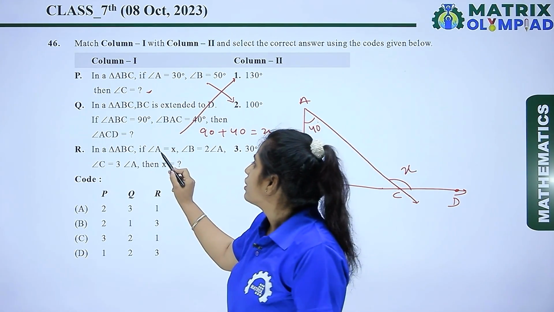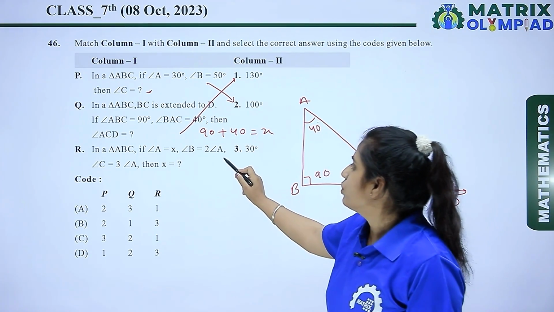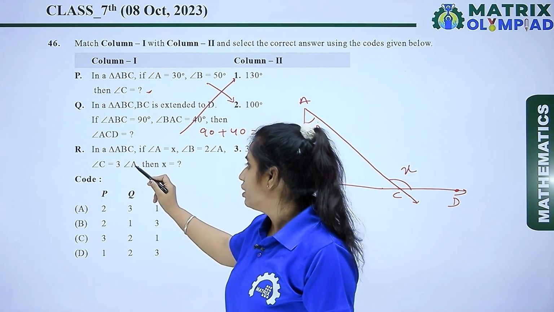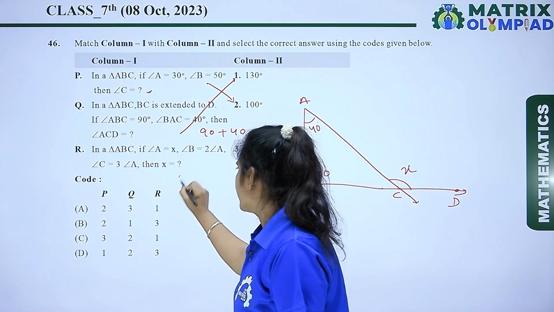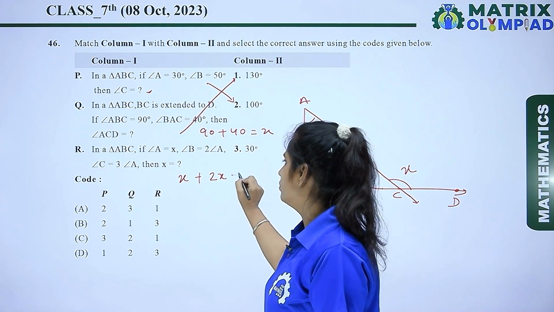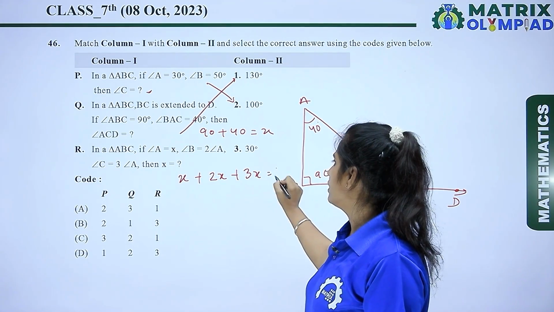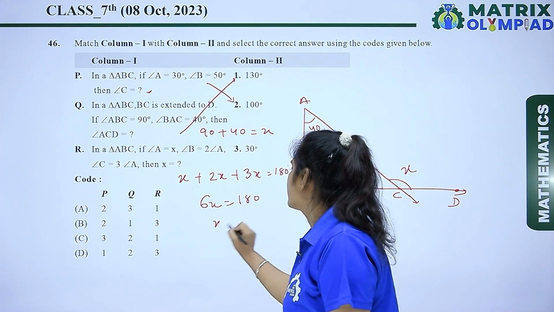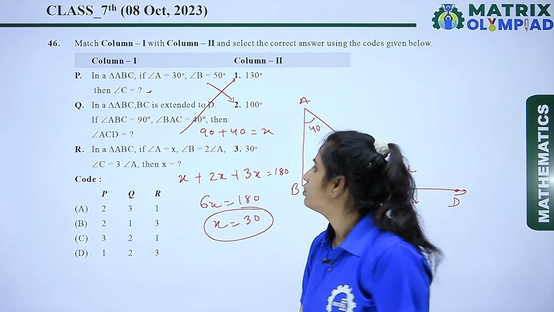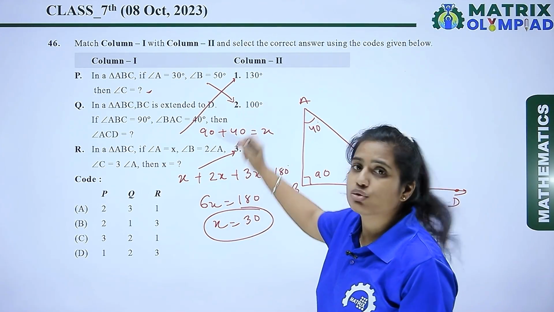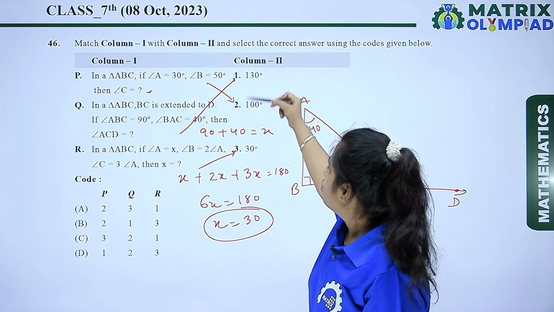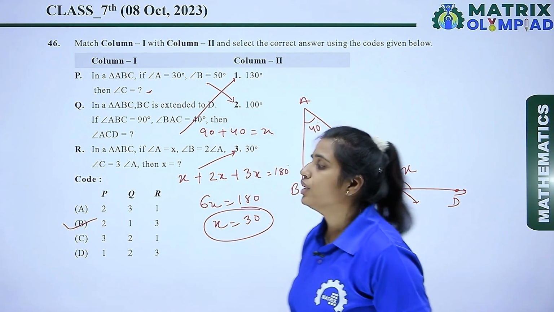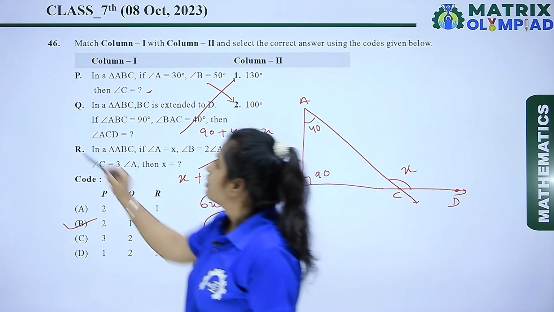Now the third is A, आपके पास दिया है X, B आपको दिया है 2, एंगल A it means 2X, और आपके पास एंगल C दिया है 3, एंगल A it means 3X। तो आपके पास है X प्लस 2X प्लस 3X इक्वल टू 180 डिग्री। तो ये हो गया 6X इक्वल टू 180 डिग्री। X की वैल्यू आपके पास आ गई 30 डिग्री। तो सीक्वेंस क्या रहेगी आपकी, 2 1 3। So 2 1 3 is option B. So here option B is the correct answer.